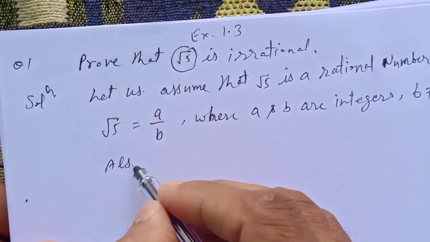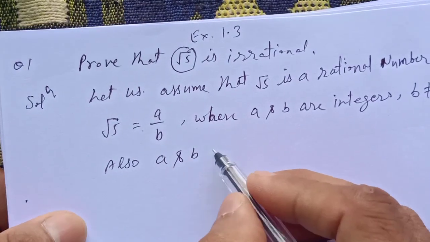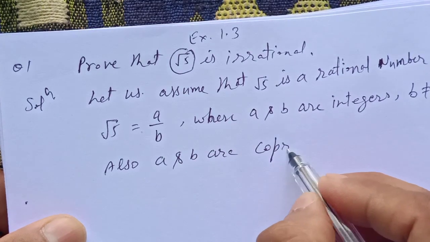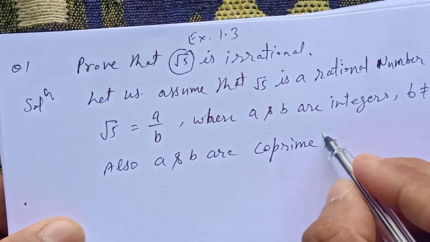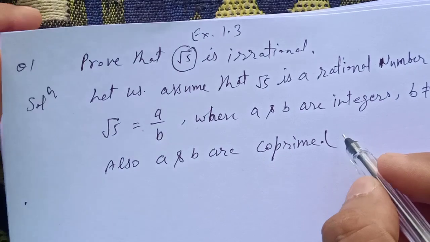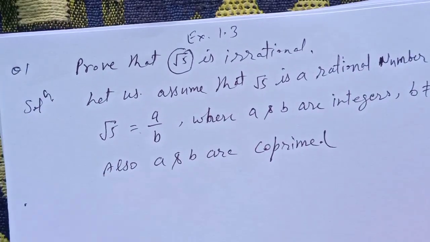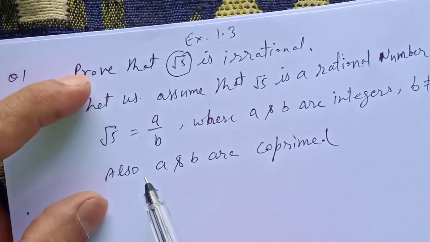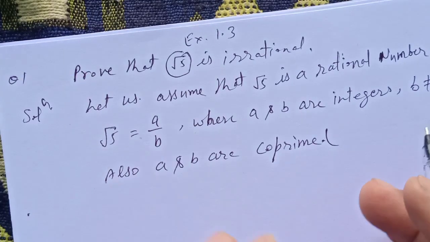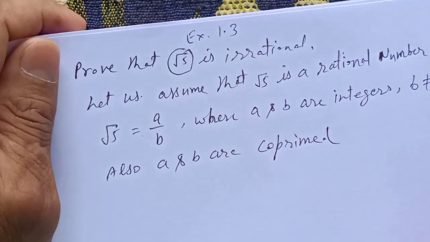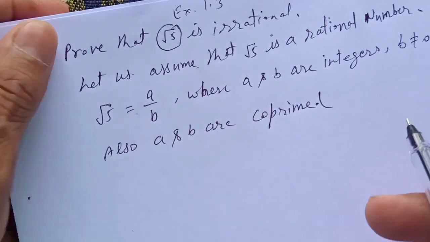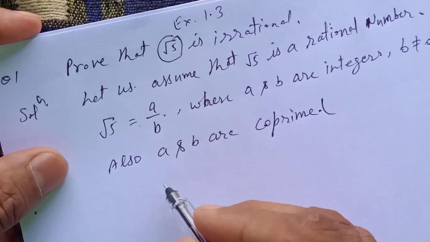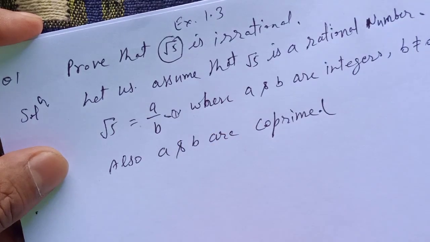Also, a and b are co-prime. Co-prime means a and b have no common factor between them other than 1. We can write a and b are co-prime, or a and b have no common factor other than 1. Both lines give the same meaning. This is first.